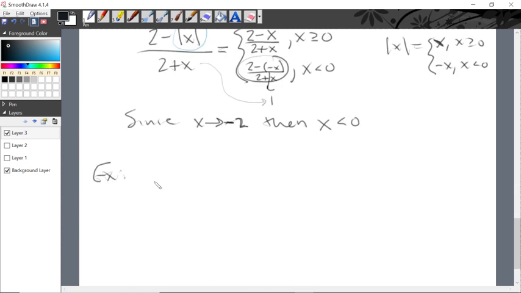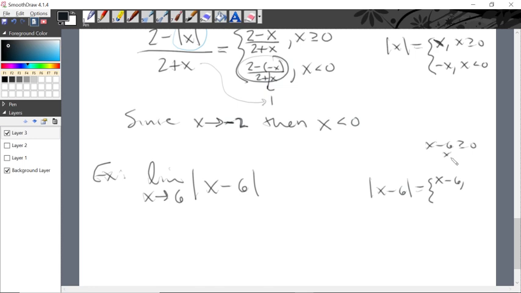Okay, the changeover is not always going to happen at 0. What if we had the limit as x goes to 6 of the absolute value of x minus 6? Something like that. Right? Well, the absolute value of x minus 6 is equal to just x minus 6 as long as x minus 6 is greater or equal to 0. In other words, if x is greater or equal to 6. All right? If x is a number like 7, then you don't need the absolute value anymore because 7 minus 6 is positive, and you don't need the absolute value of that.